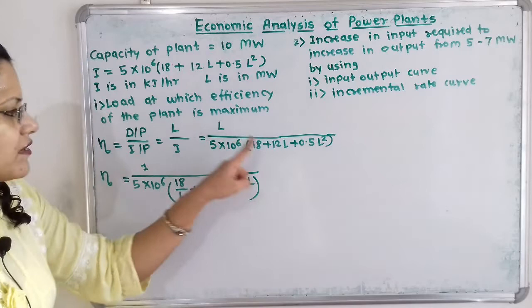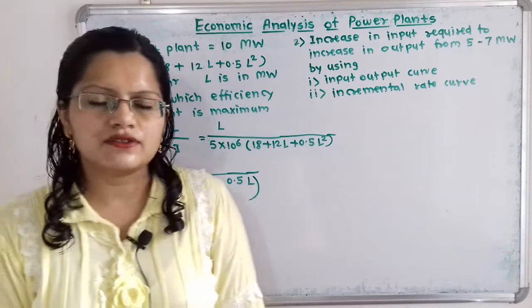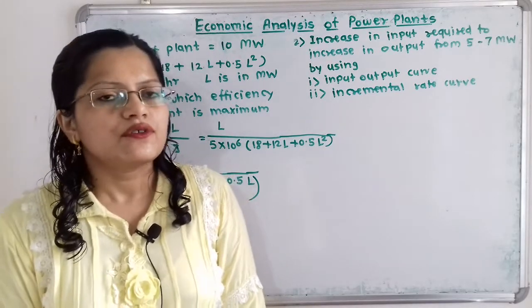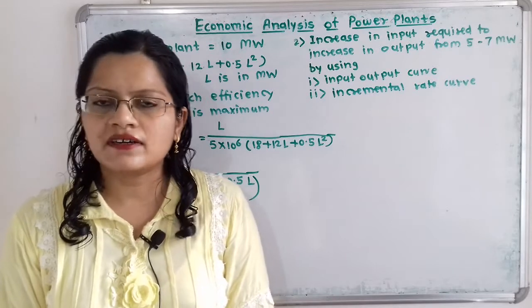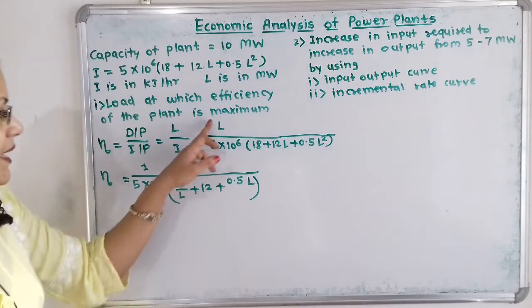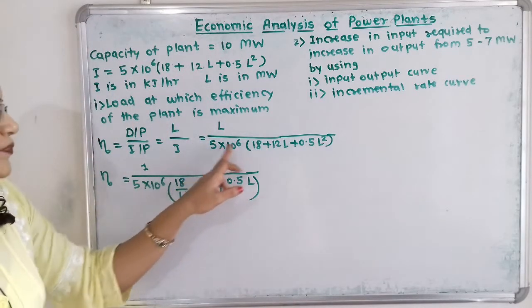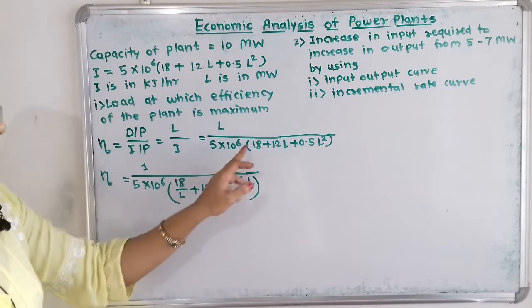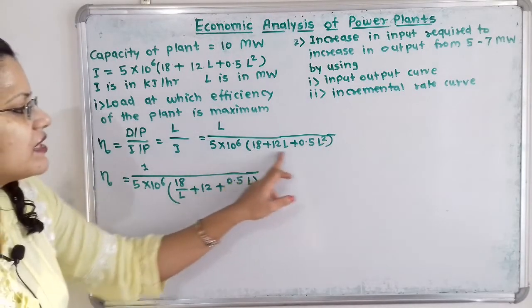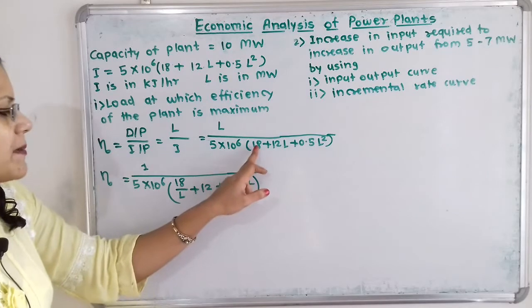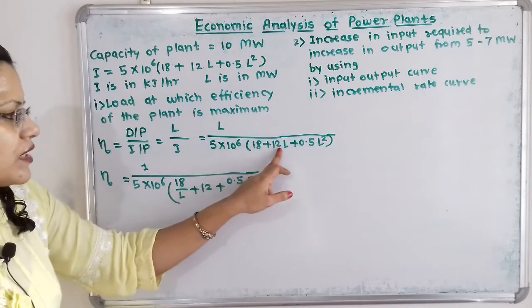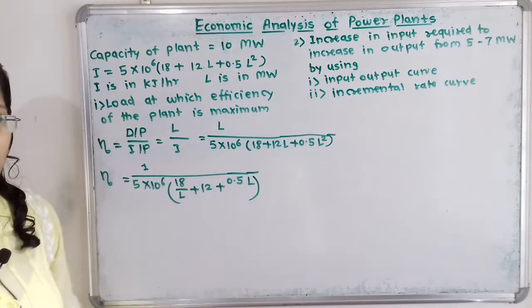So in denominator and numerator there is L. So I will divide both numerator and denominator by L. So L by L is 1 divided by, now here 5 into 10 raised to 6 as it is. Now in this bracket we will divide here with L. So it will become 18 by L plus 12 plus 0.5 L.